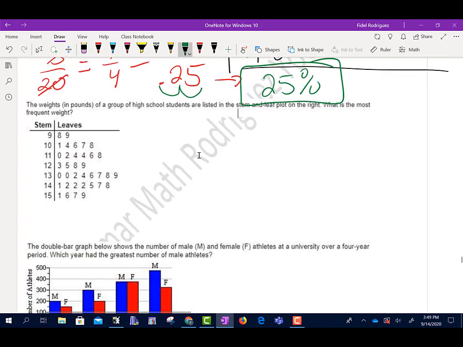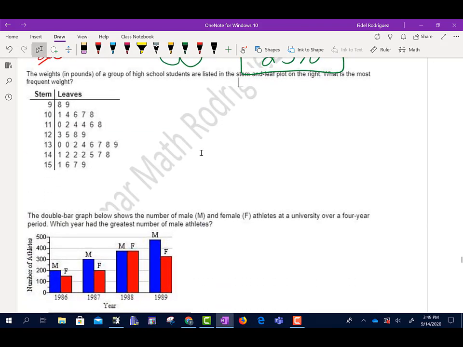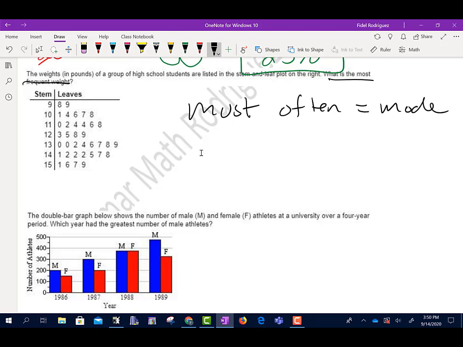All right. So the next part here says, the weights in pounds of a group of high school students are listed in the stem and leaf plot to the right. What is the most frequent weight? Okay, so again, we're looking for the number that occurs the most often. So when it says the most frequent weight, we're looking for the number that occurs the most often, which is what we call the mode.